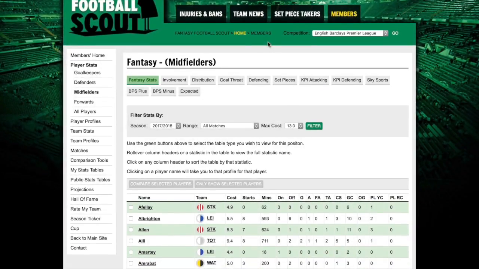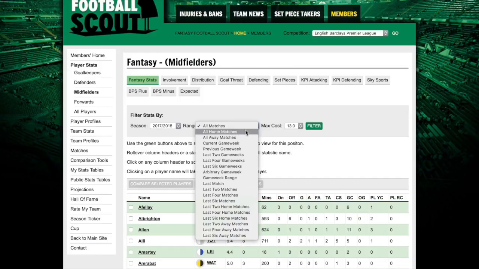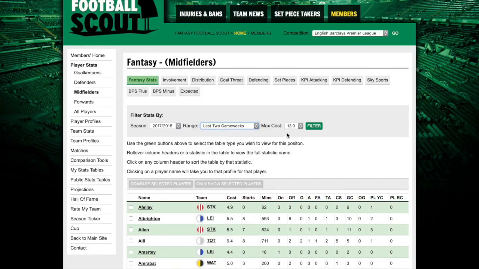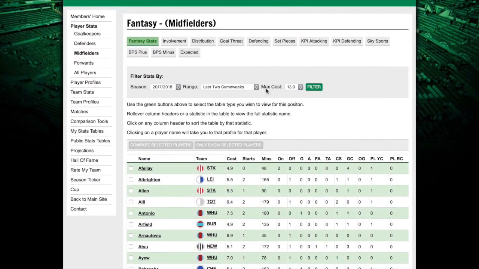The player data, first of all, I'm in midfielders. I'm going to apply a filter just so I don't give too much away to non-members at the moment. So let's filter for the last 2 game weeks. So this is midfielders for the last 2 game weeks. And you'll notice if you're in the members area, we've now got this expected tab here. So we can click on that to get to the expected table.